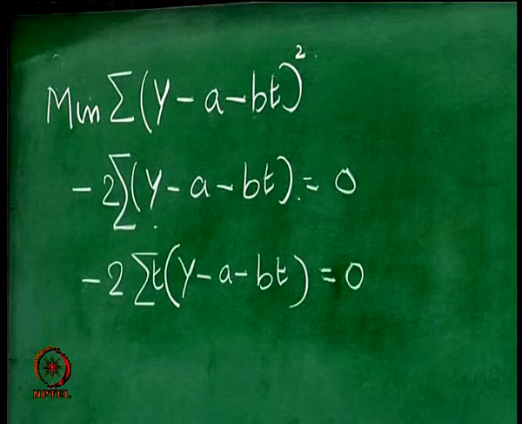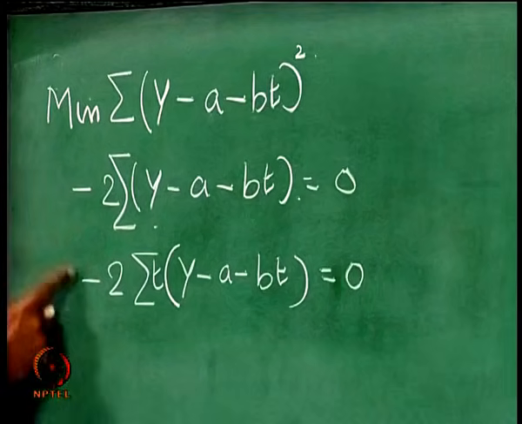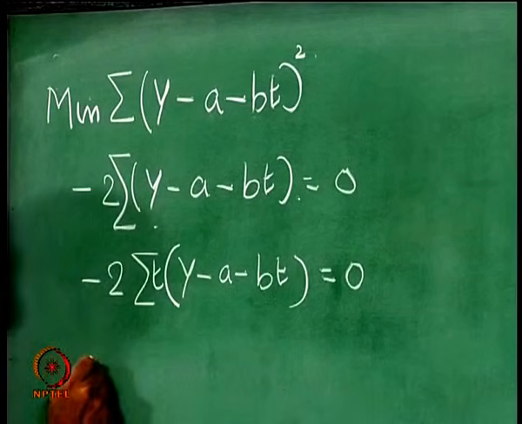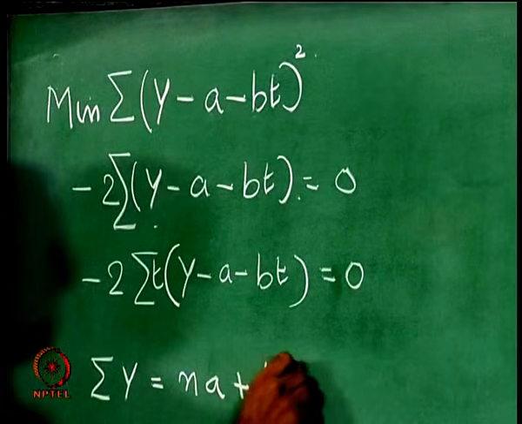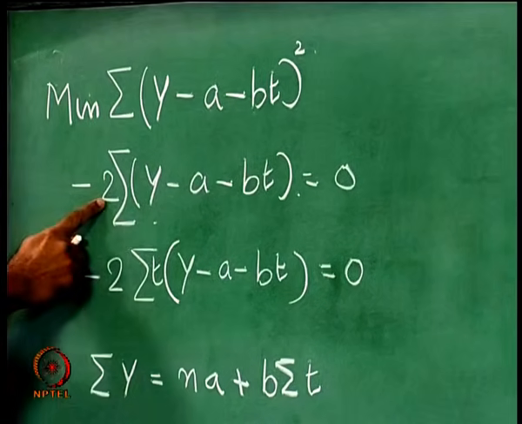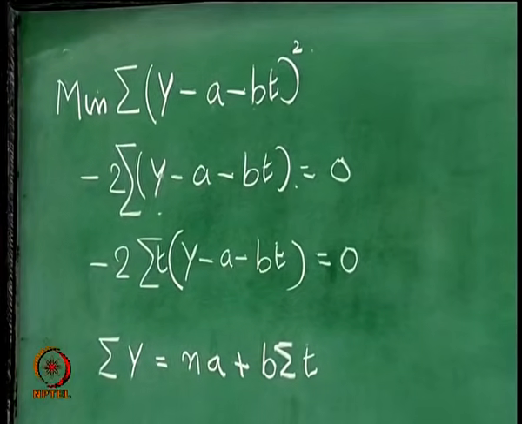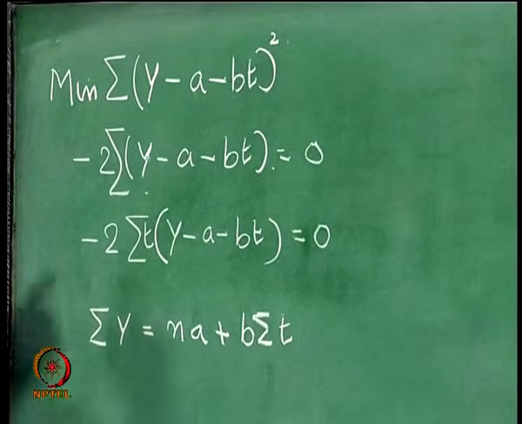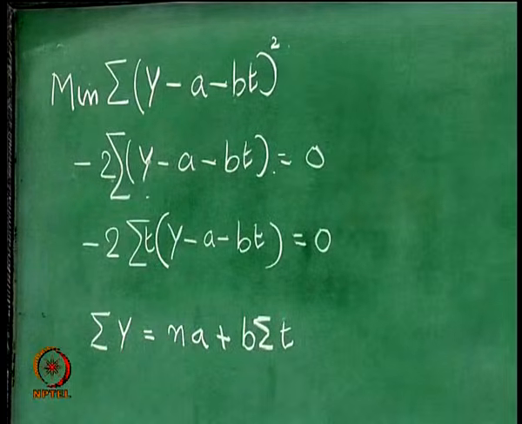Now, we expand this summation and we therefore write 2 equations. The minus becomes irrelevant here because the right hand side is 0. So, we get an expression: sigma y is equal to Na plus B sigma t. The 2 also goes. Sigma y is here, you take it to the other side. Sigma A is n times A, where n is the number of data points. So, Na plus B sigma t, B is a constant that can be taken outside. So, this is the first equation.